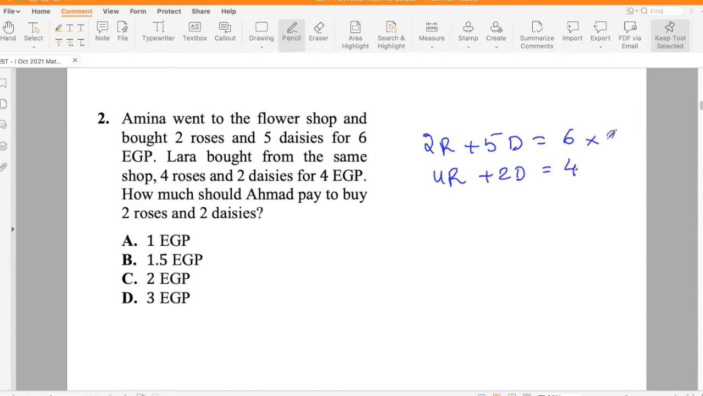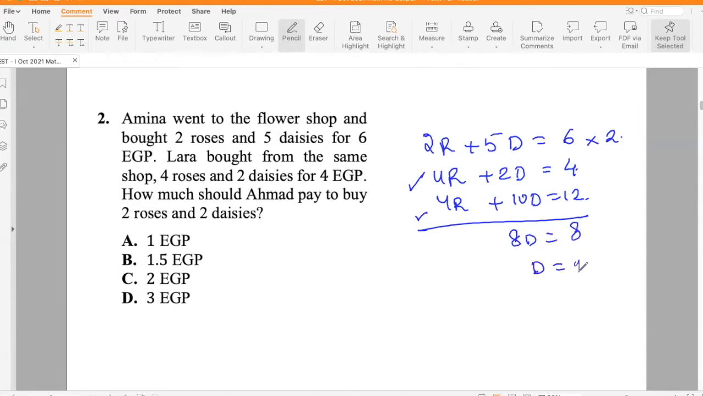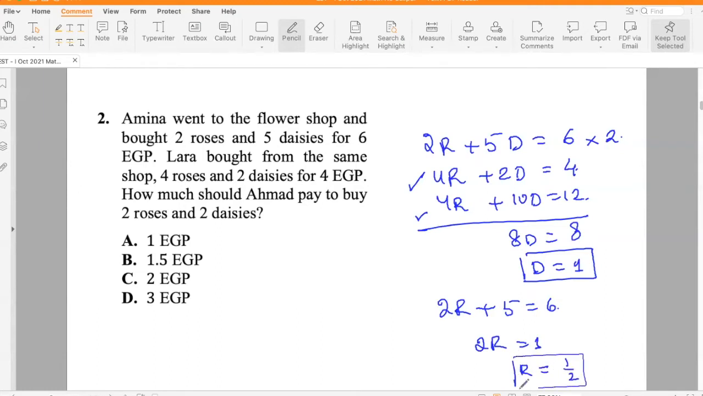Let's multiply this equation by 2. So I'll get 4 roses plus 10 daisies is 12. And then if I subtract this equation from this one, I'll get 8 daisies is 8. So the price of each daisy is 1. And 2r plus 5 is 6. So 2r is 1. So the price of each rose is 1/2.